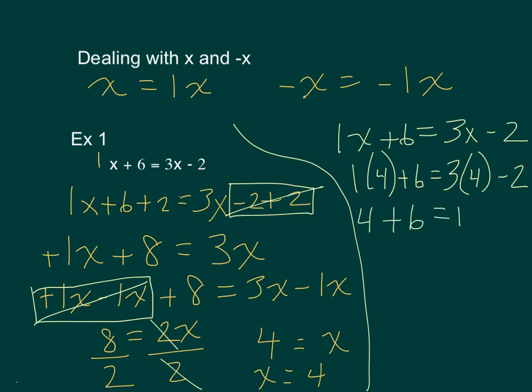3 times 4 is 12, so I'll work those out. And then I get, look, 4 plus 6 is 10. 12 minus 2 is 10, so that means my answer is indeed correct.